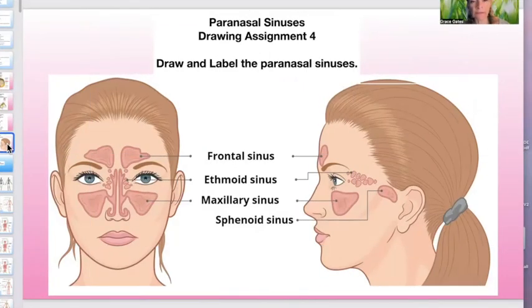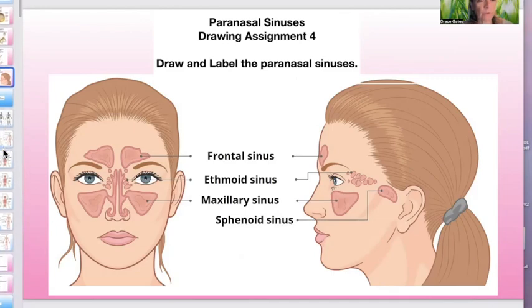And then the last drawing assignment is the paranasal sinuses, and I included this as part of your drawing assignments because the sinuses are important clinically because they so often get infected, causing sinusitis, which is an extremely common sequelae, or thing that follows upper respiratory infections like colds, right, which are so common. So those are the drawing assignments.